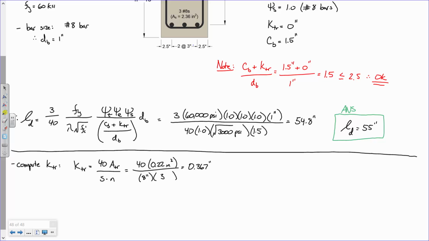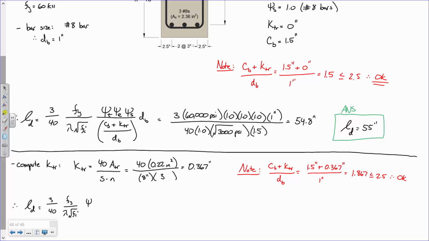So now what I'm going to do is I'm going to say note. Now let's compute that ratio again. So C sub B plus KTR over DB is 1.5 inches plus 0.367 inches over 1 inch. So that's what? 1.867? Is that okay? It's less than 2.5. So now we can recompute our development length. So therefore, LD is 3 over 40 Fy over lambda square root of FC prime. And you all know the rest. You all know the drill.